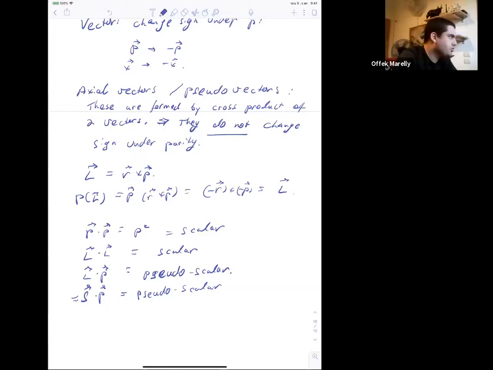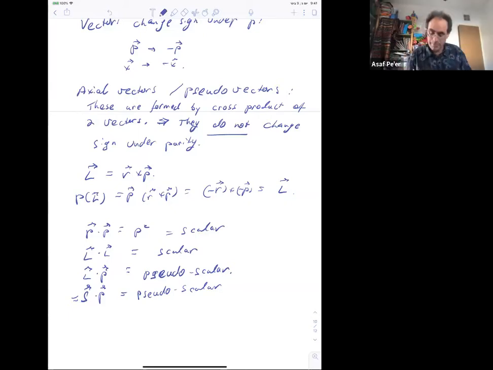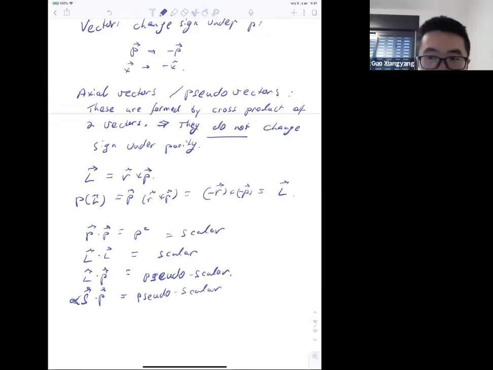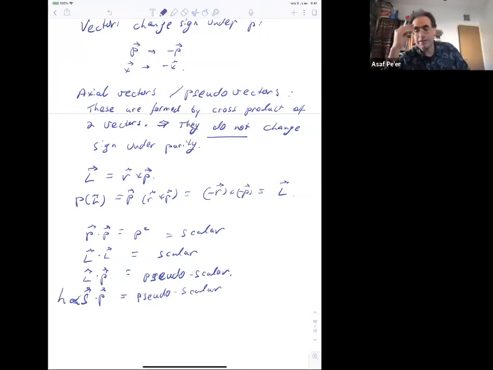Can you repeat the question? What quantity that we discussed is proportional to S dot P? Helicity. The helicity, very good, H, right? So H, the helicity, is a pseudo scalar. It's not a real scalar. So under parity, it does change sign.